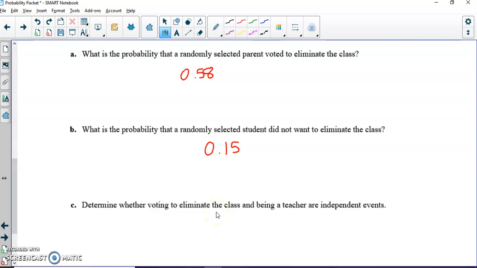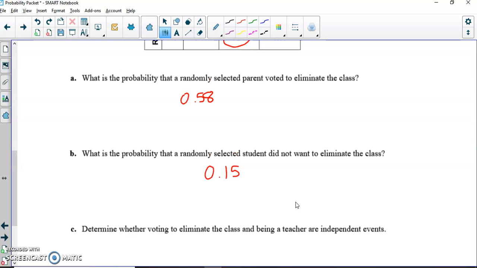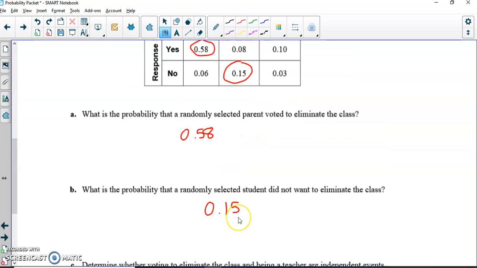And then finally it says, determine whether voting to eliminate the class and being a teacher are independent events. So does one depend on the other? Does being a teacher depend on voting to eliminate the class? No. Okay, so it does not depend on it. So yes, it is independent. One has nothing to do with the other. Yes, teachers are being surveyed, but it's not like being a teacher depends on voting, because parents are voting, students are voting, everybody's voting. Okay, so that's it for that.